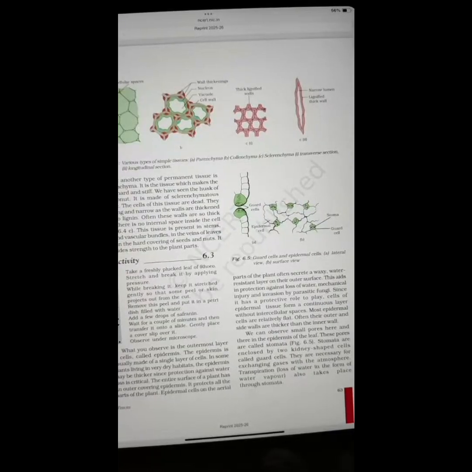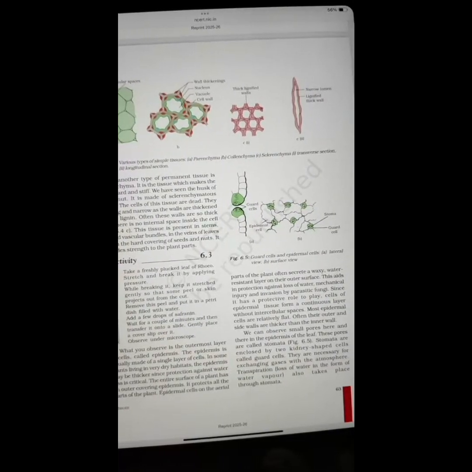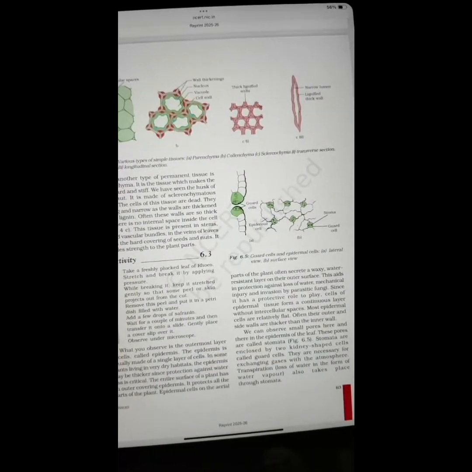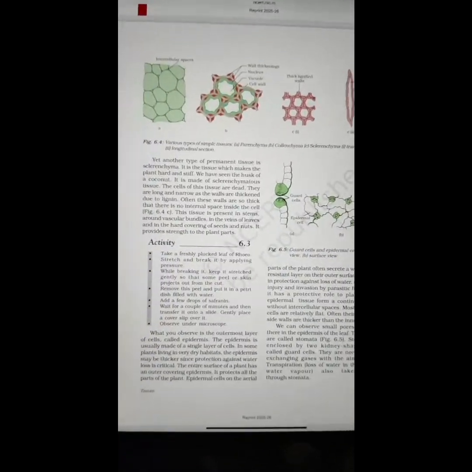We are coming to this page now. It is page number 63 of your NCERT, figure 6.4. Various types of simple tissues are shown to you: A. Parenchyma, B. Collenchyma, C. Sclerenchyma, and one is the transverse section and two is the longitudinal section.